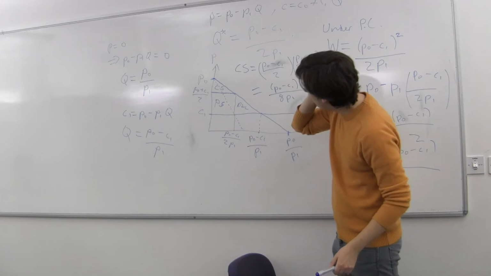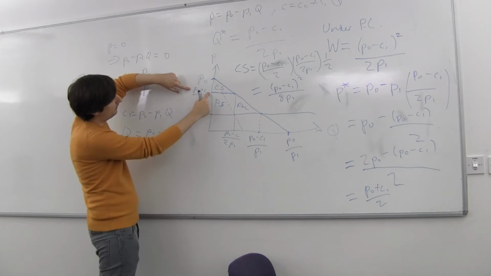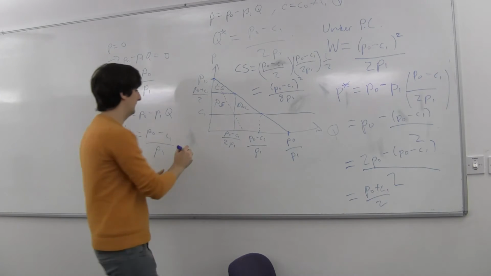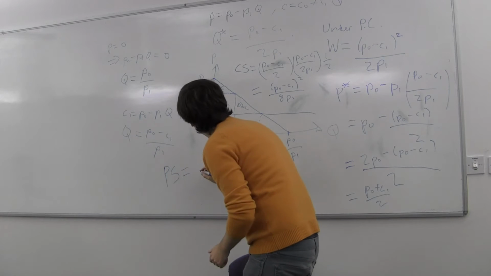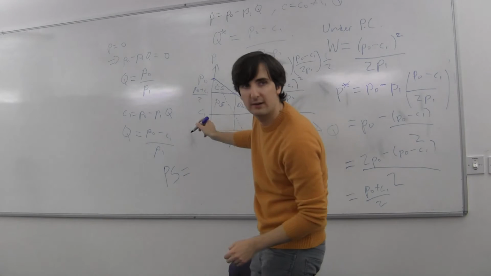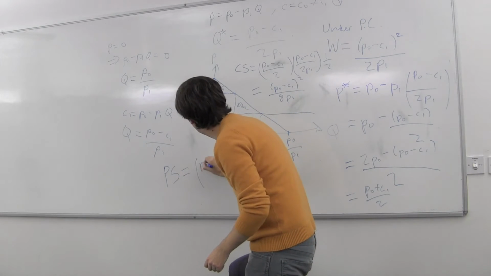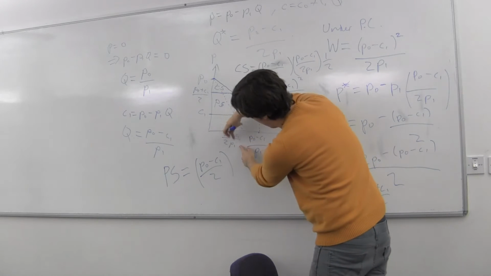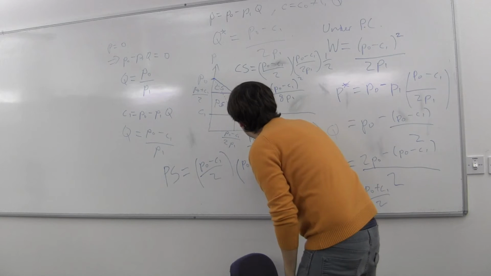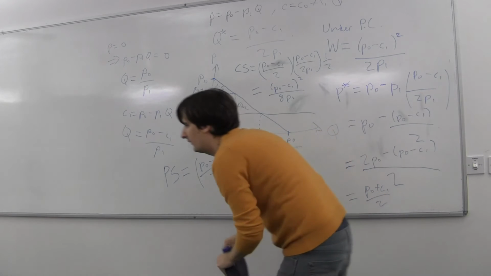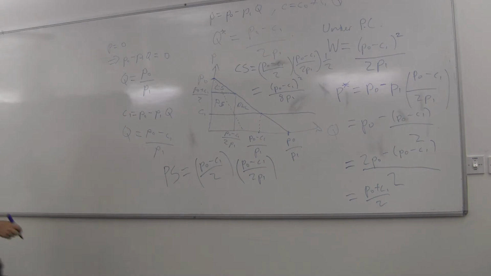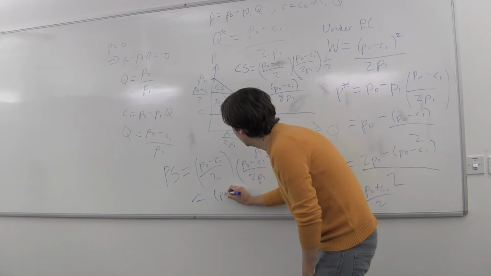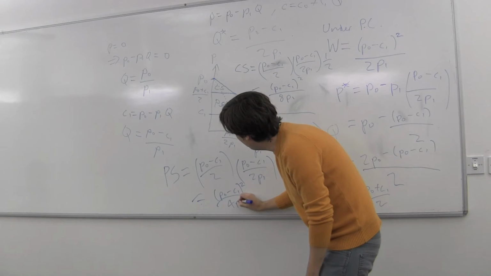Producer surplus is this box. So you do the same calculation. This point is P0 plus C1 over 2. This point is C1. So the difference between the two is a half P0 plus C1 over 2 minus a whole C1. So this is P0 minus C1 divided by 2, times the quantity, which is P0 minus C1 over 2P1. And it's a square, not a triangle, so we don't have to divide by 2. So this is P0 minus C1 all squared divided by 4P1.